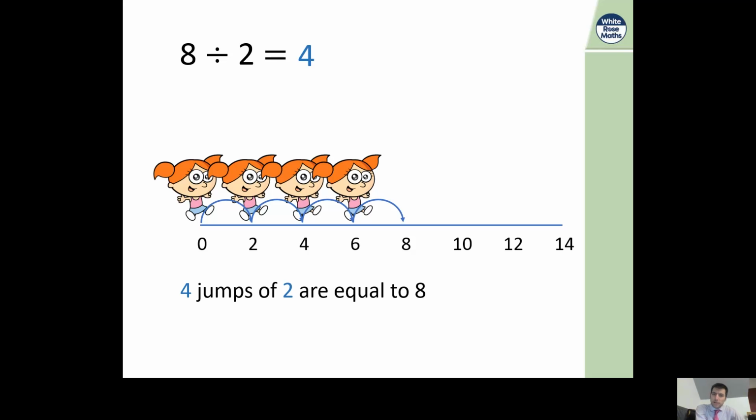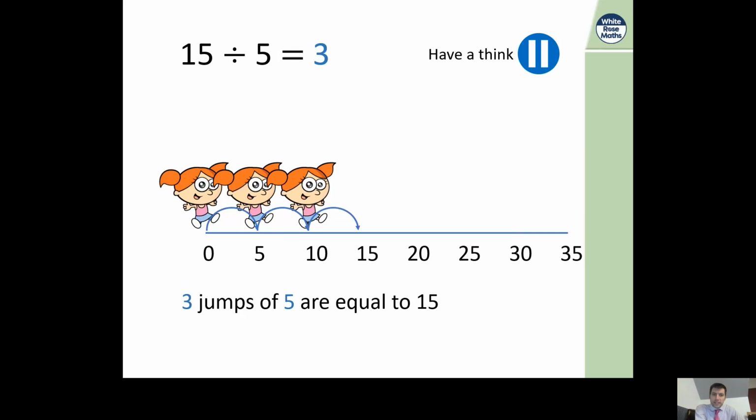So those jumps are like a number line where we've jumped along it in groups of 2. Okay. So 8 divided by 2 is 4. Okay, so we've worked through that. Now here we're going to jump along in bigger groups. It's obviously got better at jumping. She's going to jump along in jumps of 5.